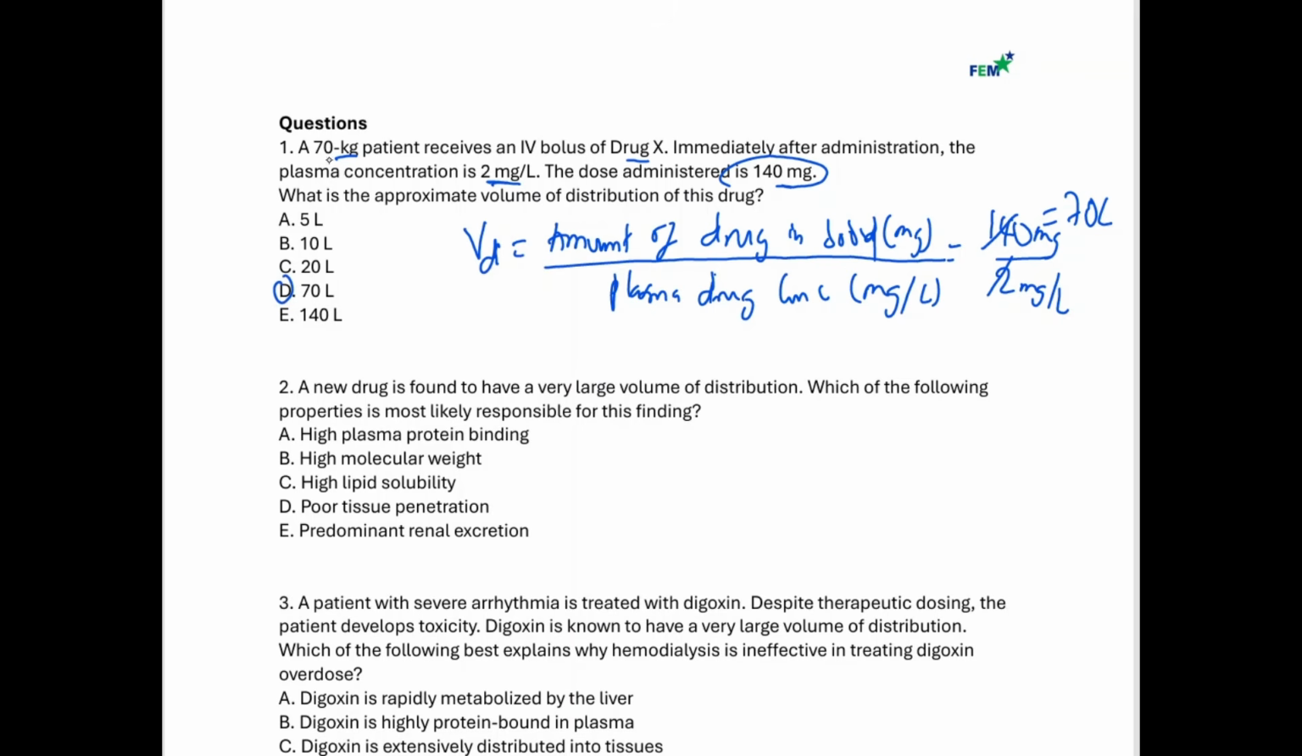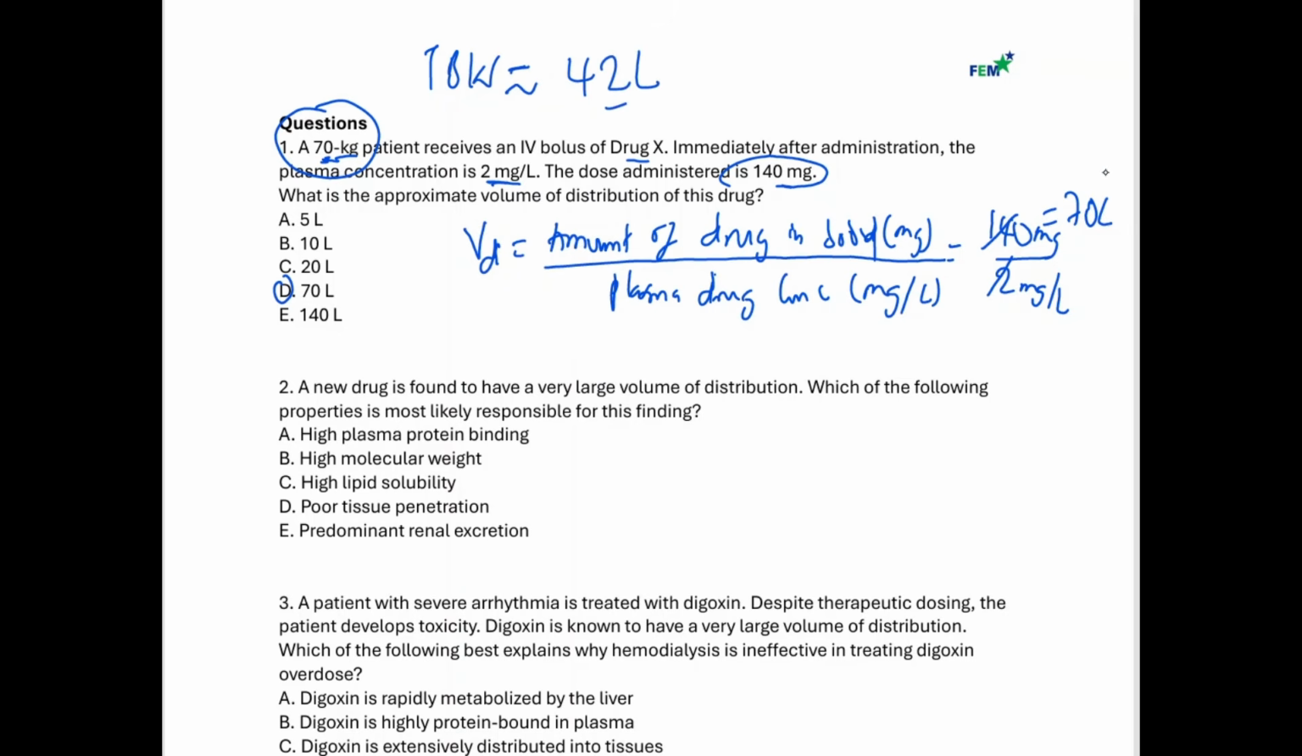But what does this mean physiologically? If we look at this patient, this patient is 70 kg. That means 60% of this 70 kg is going to be this patient's total body water. When we calculate the total body water of this patient, it's going to be approximately 42 liter. So that will be the total body water for this patient.